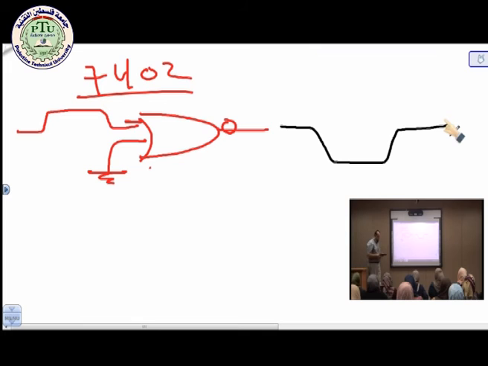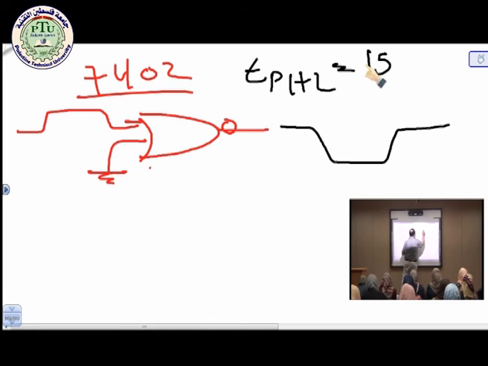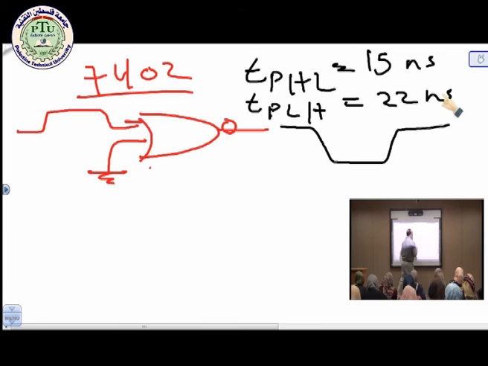So it says that I have a delay. The propagation delay from high to low is equal to 15 nanoseconds, and the propagation delay from low to high is equal to 22 nanoseconds. Nano is 10 to the minus 9, right? It says draw the waveform to scale, to a certain extent, so control the scale and put them on the same scale. So let's draw it to scale.